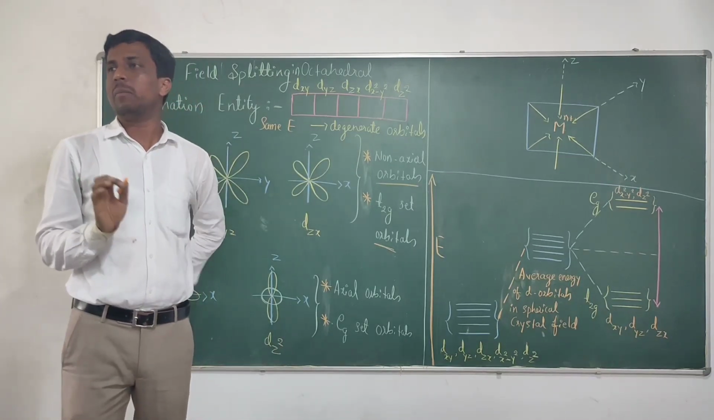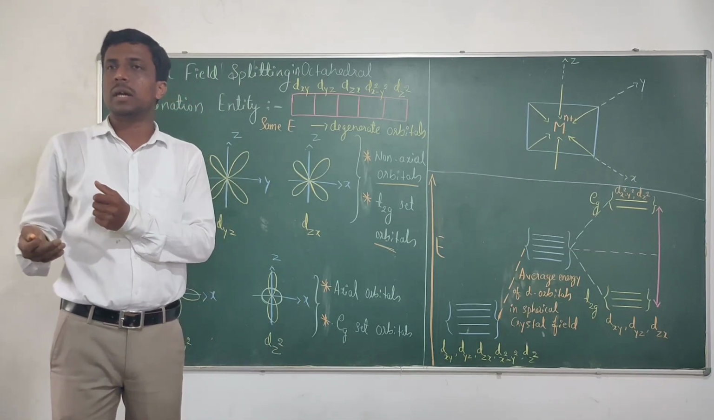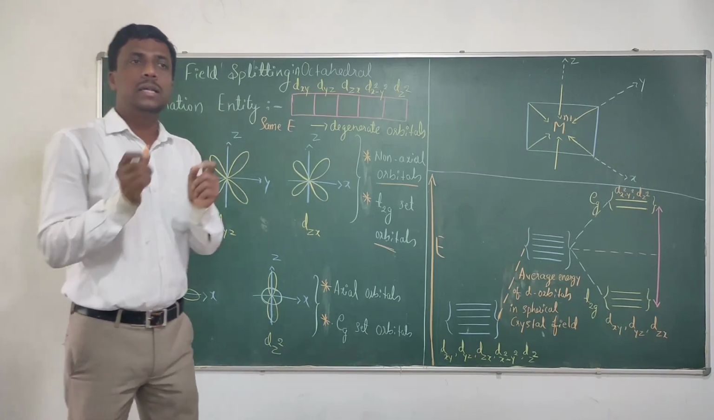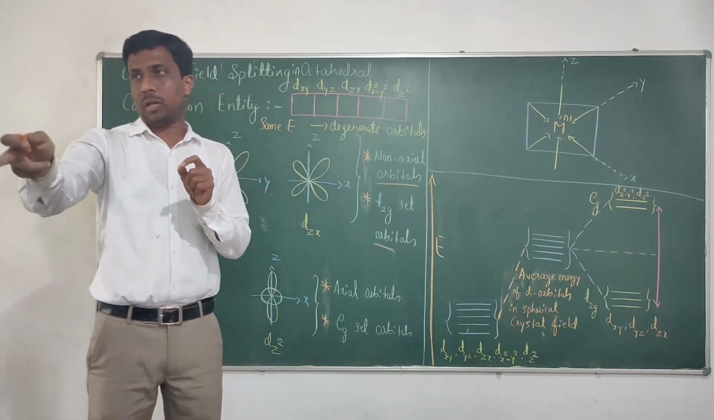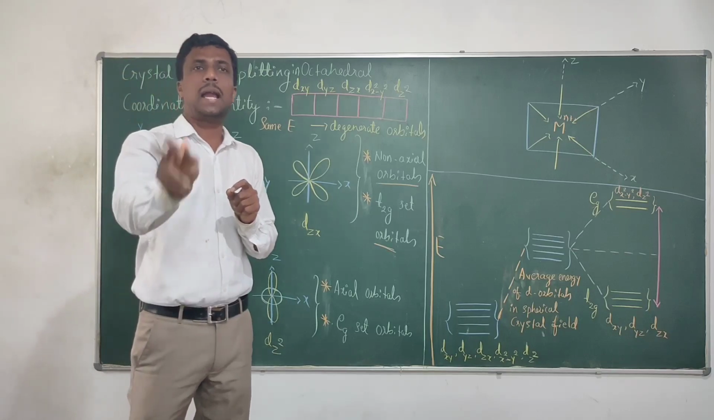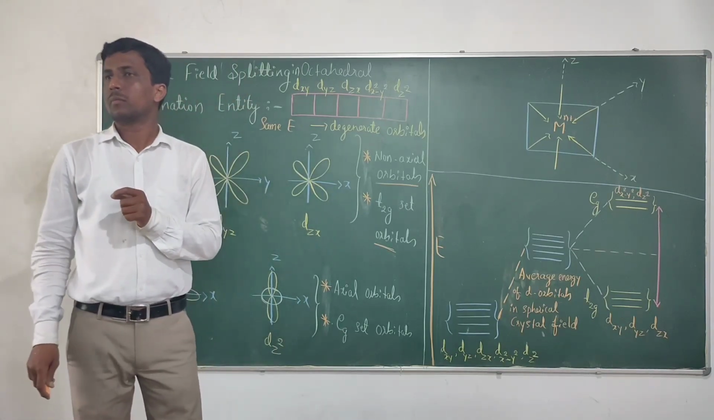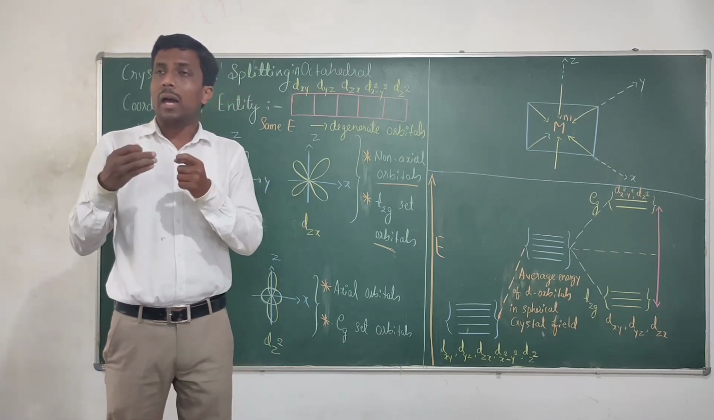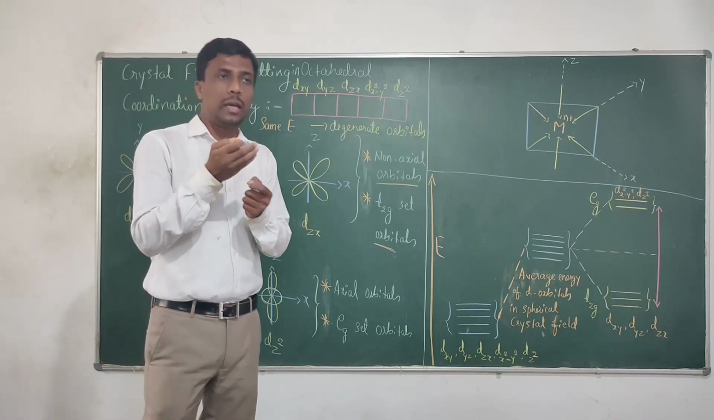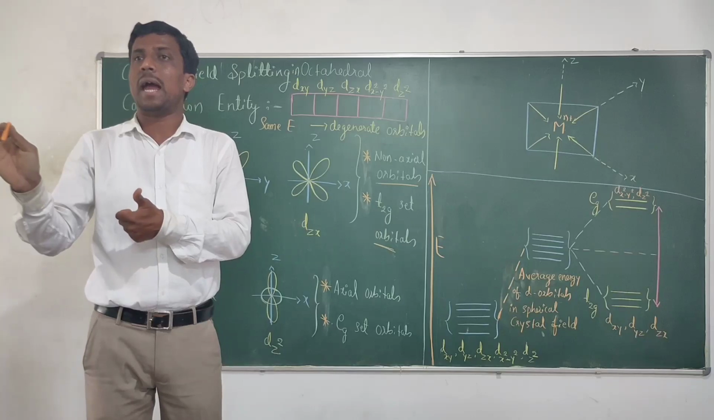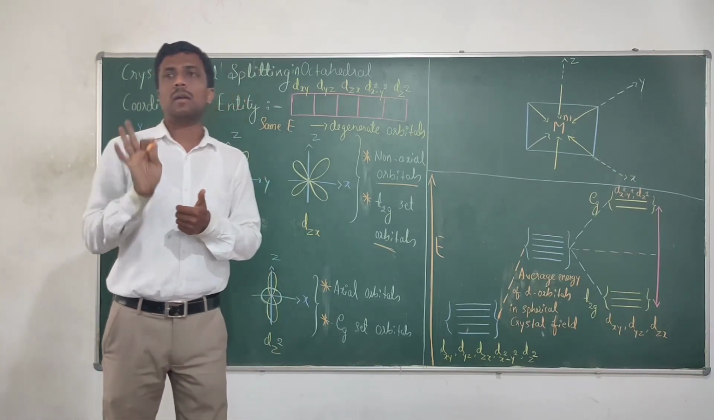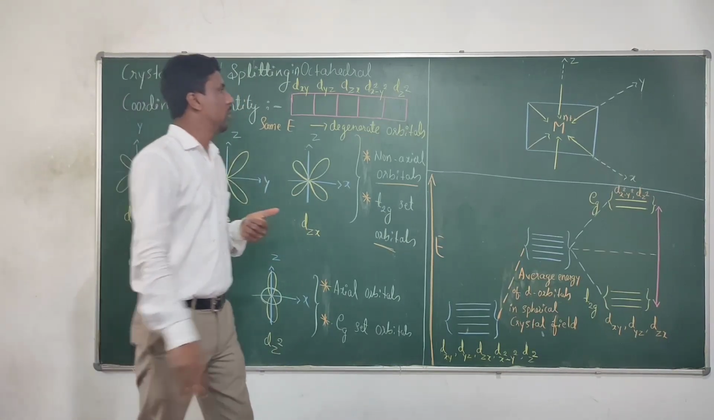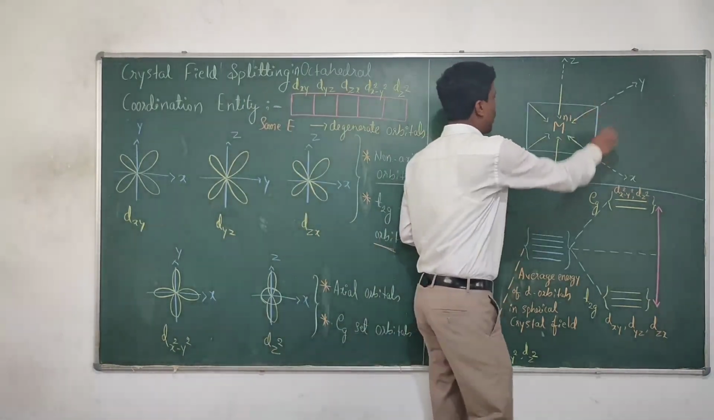Octahedral coordination entity means what? What do we have to discuss here? We have to discuss that 6 ligands are approaching the central metal atom or ion. Then only we can get the octahedral geometry. Here we are going to discuss the approach of 6 ligands to the central metal atom. Please remember this one. Okay.